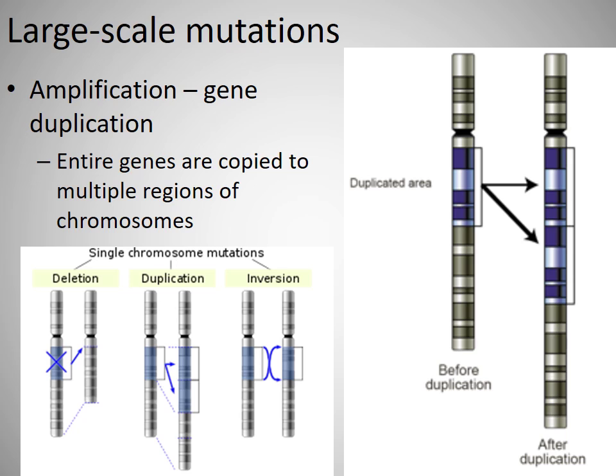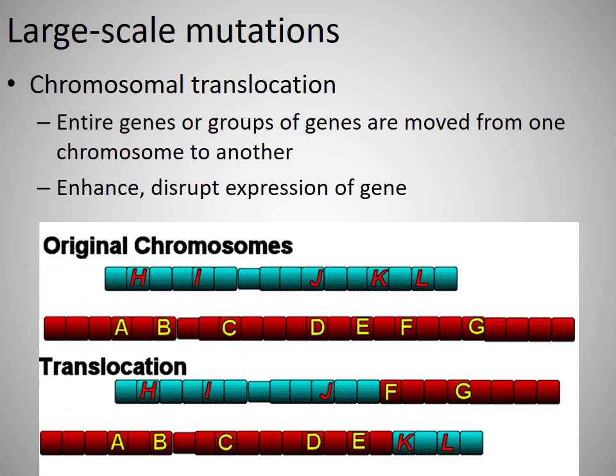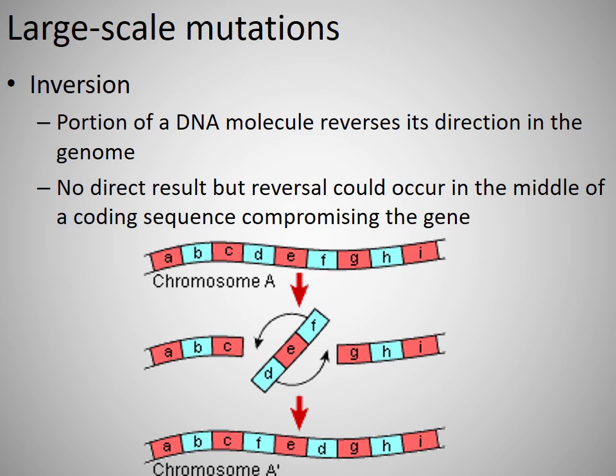Amplification, okay, this is gene duplication here. All right, so again we see the duplication of a gene on a chromosome. We see large-scale deletions, so entire genes deleting. Translocation, entire genes or groups of genes are moved from one chromosome to another. All right, we see there. Inversions, so a part of the gene, okay, reverses its direction in the genome.